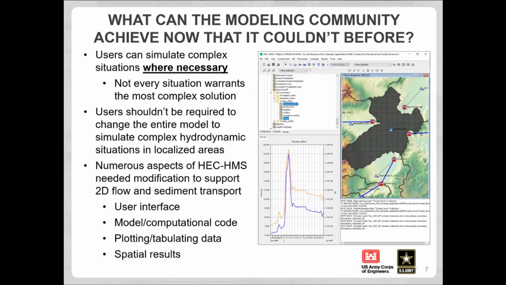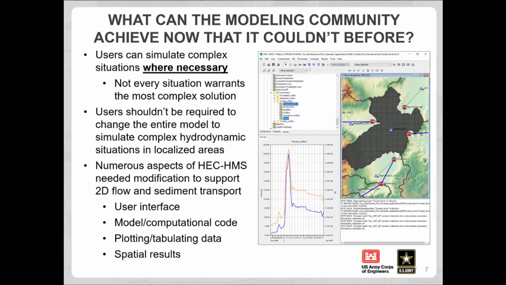Just change what you want, where you want it, to simulate the complex stuff, right? So almost all aspects of HMS needed to be modified to effectively utilize these 2D flow and sediment transport capabilities. That includes the UI, because we need to allow you to have access to parameterize these things, the model code that communicates between the UI and the compute code, the way in which we plot and tabulate stuff, and the way in which we show results in space.